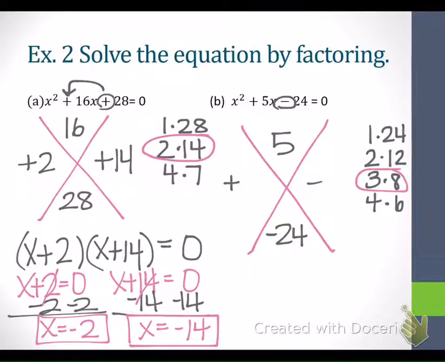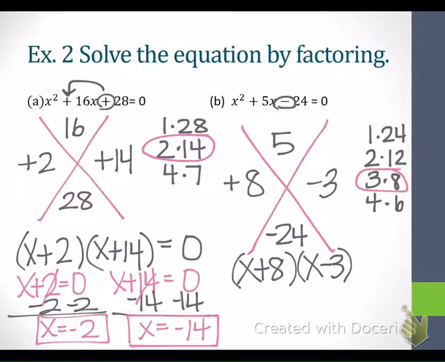Now, which is positive and which is negative? Oh, the positive is 8. Why? Because 5 is positive. Very good. 5 is positive, so my bigger factor has to go with the positive sign. All right, and what is my final answer, Jevinson? X plus 8 and x minus 3. Am I done?